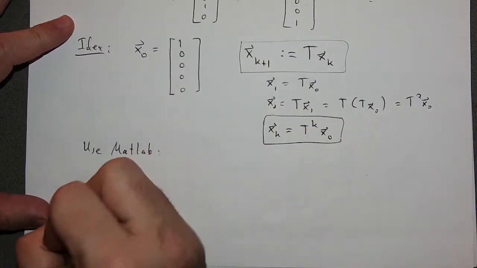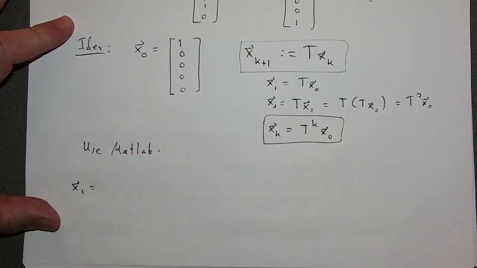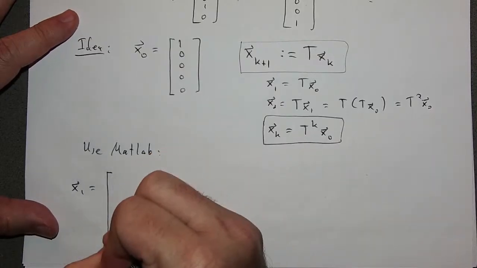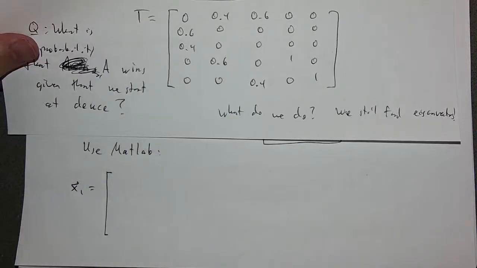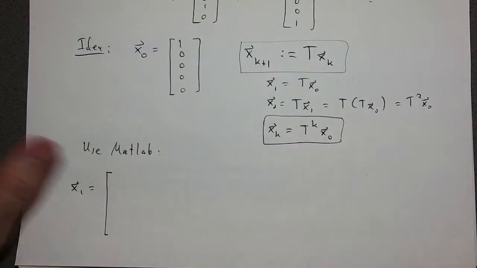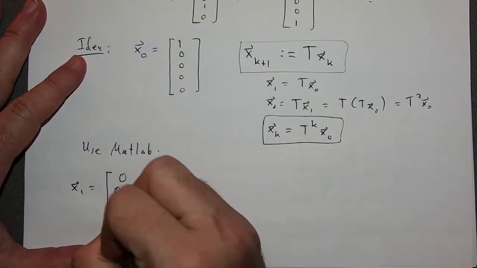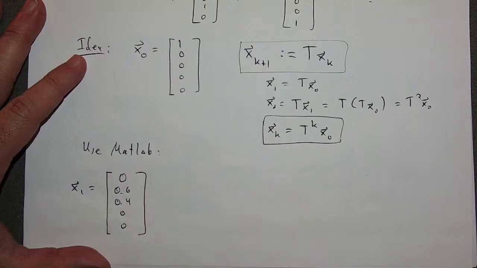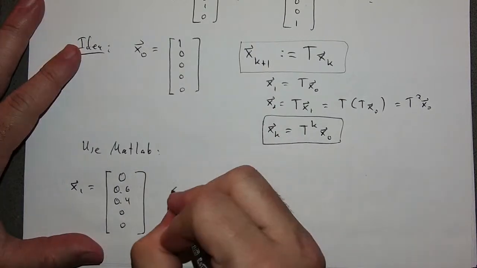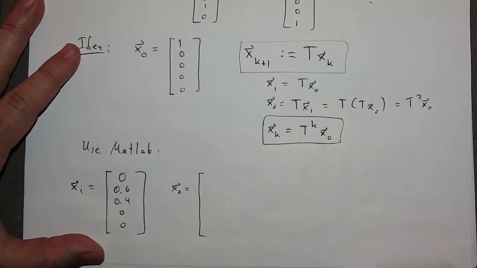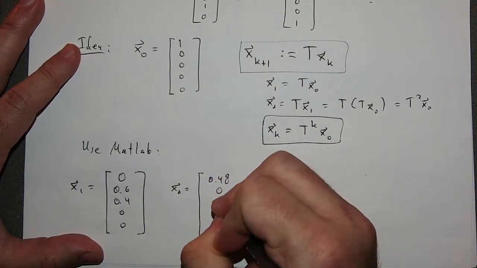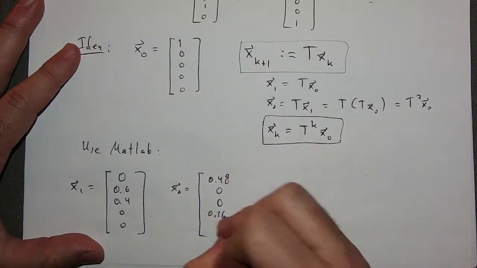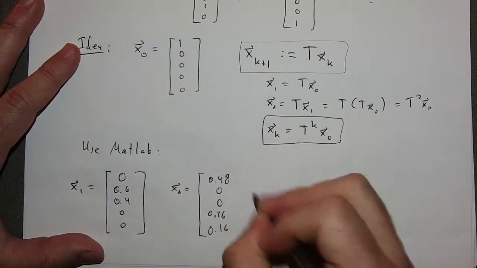And so what is x1? Using MATLAB is not really necessary; you could do this one by hand. It's not too bad. x of 1 is just T times x naught. X naught is pretty simple. Here's T, just to remind you yet again. There it is. So x1 is 0, 0.6, 0.4, 0, 0. Hitting this with T yields 0.48, 0, 0, 0.36, and 0.16.